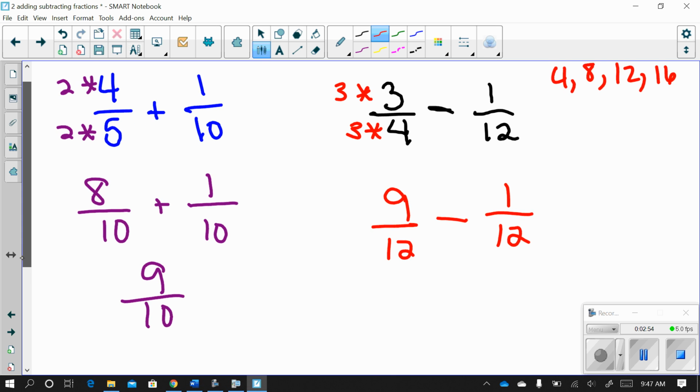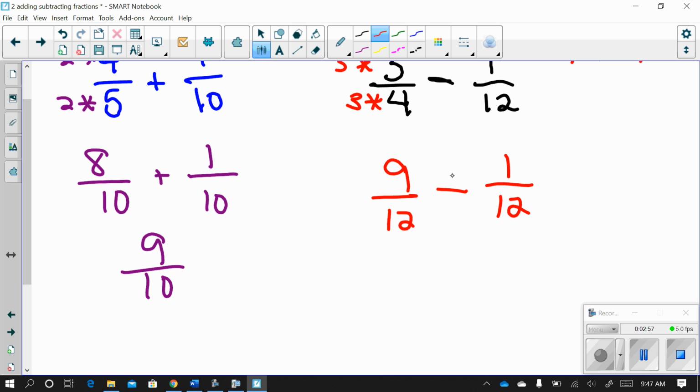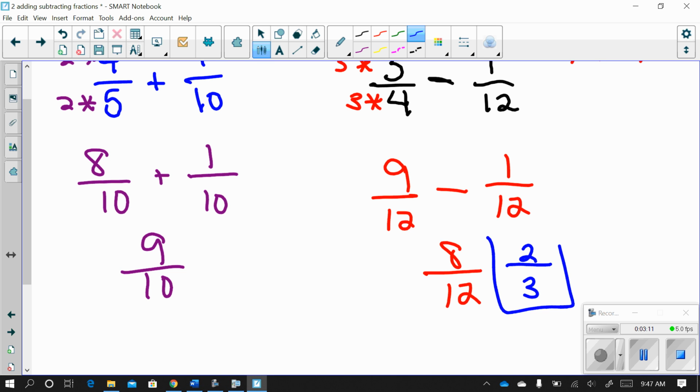Now we just subtract. 9 minus 1 is 8/12. Now, can I reduce that at all? Absolutely. Something goes into both 8 and 12. 4 does. How many times is 4 going into 8? Twice. How many times is 4 going into 12? 3 times. So your answer is 2/3.